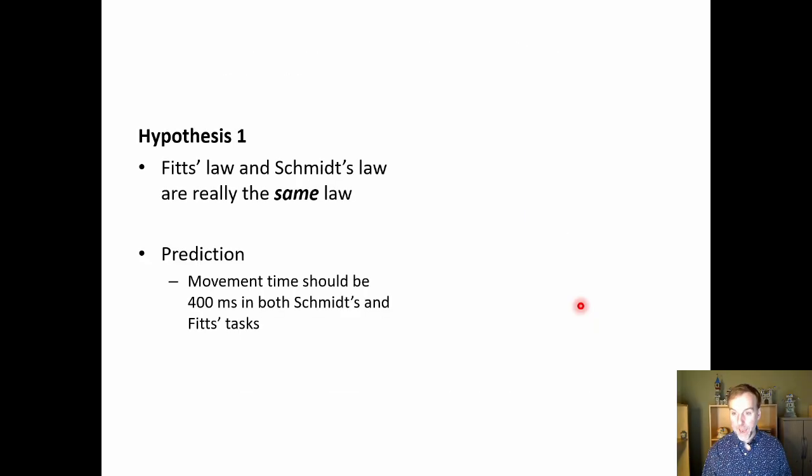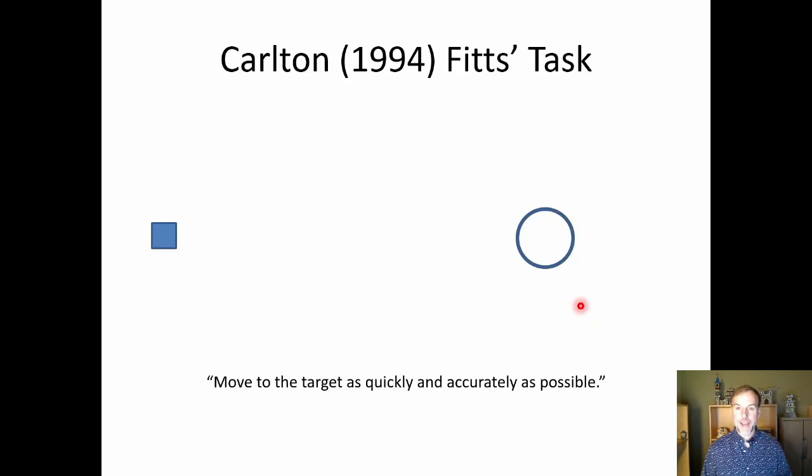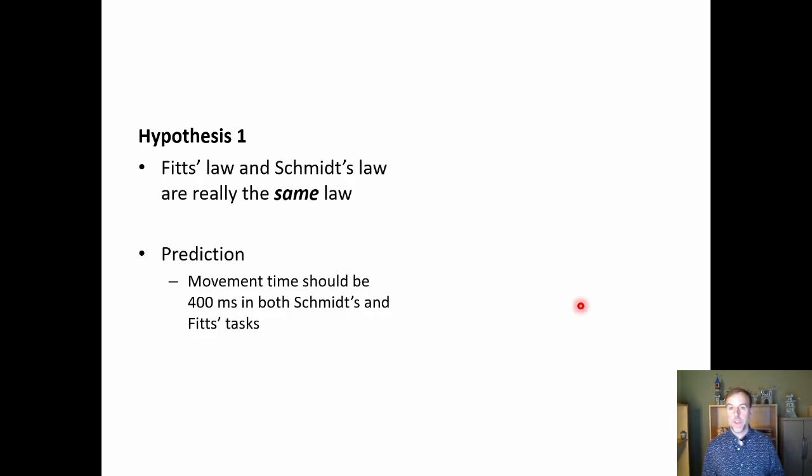So now the participants go ahead and do Fitts task, and Carlton was at first mostly interested in their movement time. He had two hypotheses. He said, okay, if Fitts' law and Schmidt's law are really the same law, and we just hadn't been fairly comparing them before, but now that we're equating them apples to apples as close as possible, if they are one and the same law, then movement time here should still be 400 milliseconds. Because when we told you to move in 400 milliseconds, you had this variable error. So if we give it back to you and say move as quickly and accurately as possible, your movement time should still be 400 milliseconds.